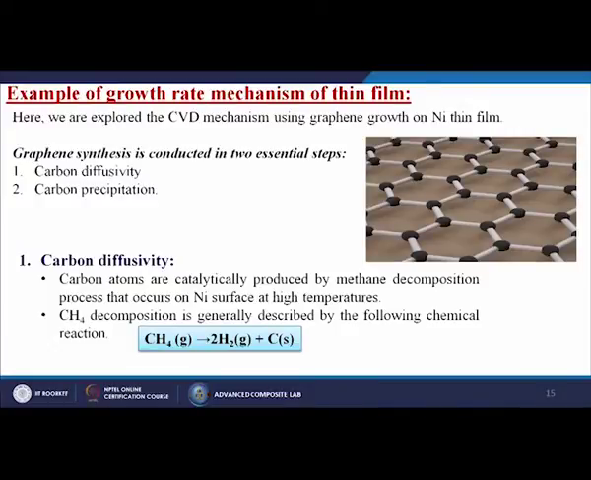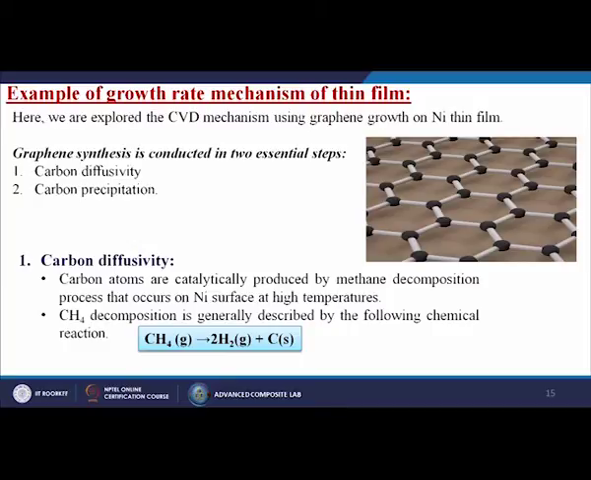So, here we explored the CVD mechanisms using graphene growth on nickel thin film. Graphene synthesis is conducted in two essential steps. One is called the carbon diffusivity method, another one is called the carbon precipitation method. The first one is the carbon diffusivity method, where carbon atoms are catalytically produced by the methane decomposition process that occurs on the nickel surface at high temperatures.